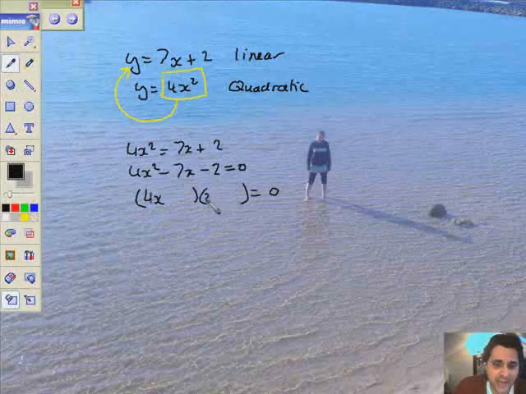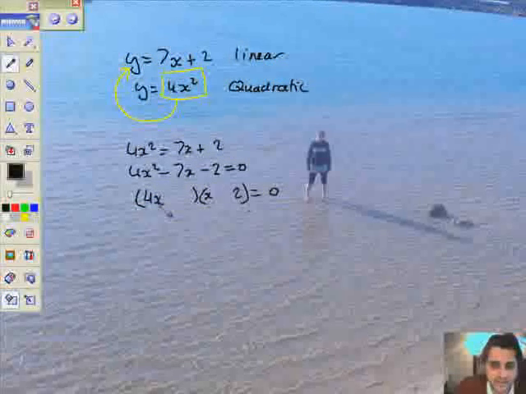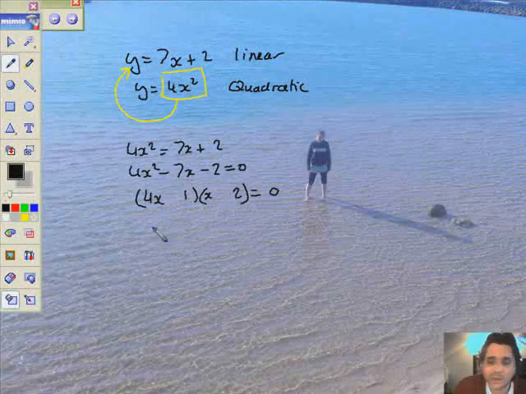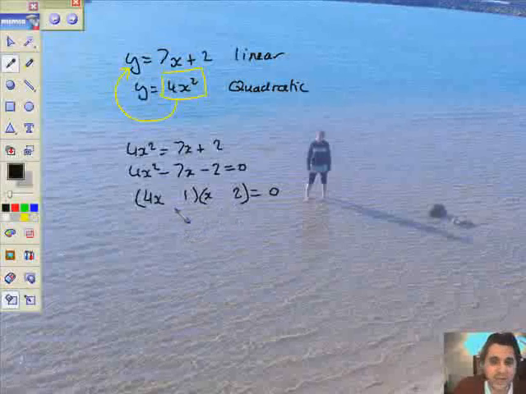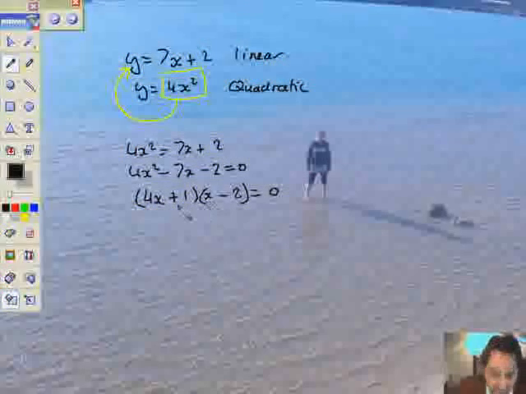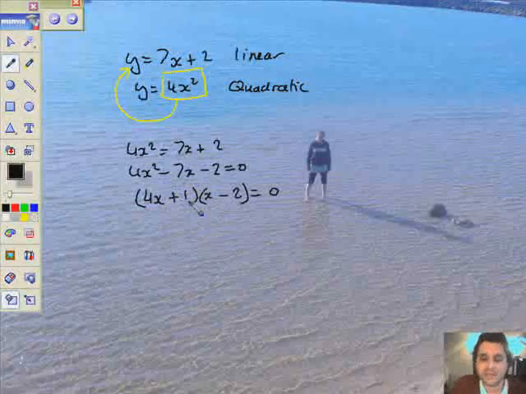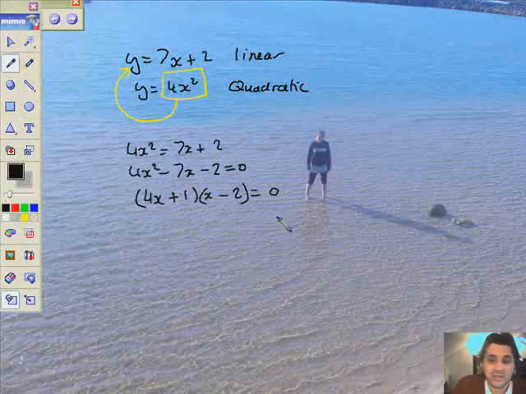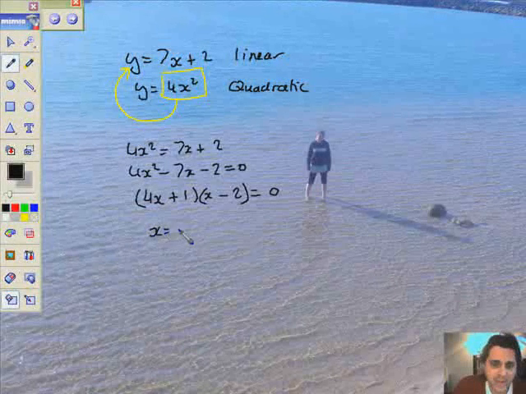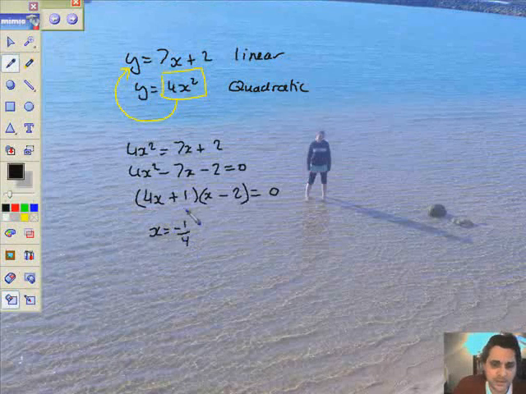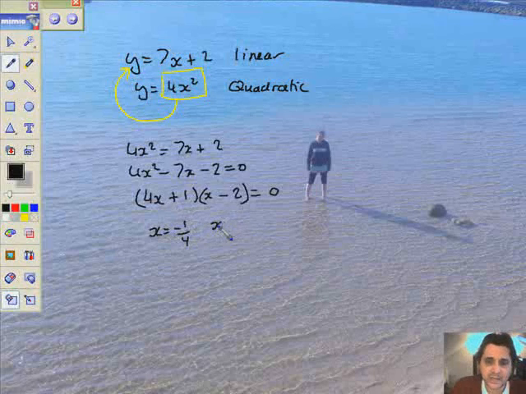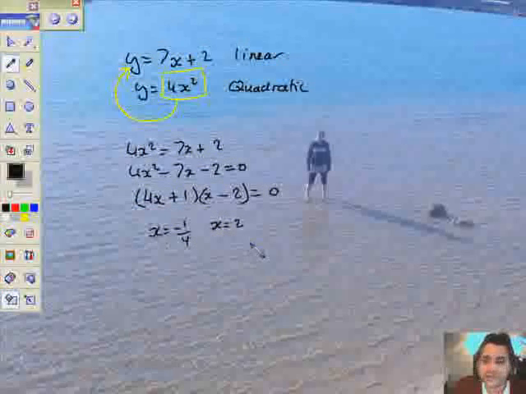I'm now going to go for 4x and x. Yes, 4 times 2 will make 8, 1 times x will make 1, and I can subtract to get 7 x's quite easily. I want minus 8x plus 1x, which will give me minus 7 x's, and 1 times minus 2 is going to be minus 2. So I'm happy that I've factorized it correctly. Therefore x is going to be minus 1/4. Again, this is higher level now. You should know what I'm doing here. And x is going to be 2. These are the two solutions.